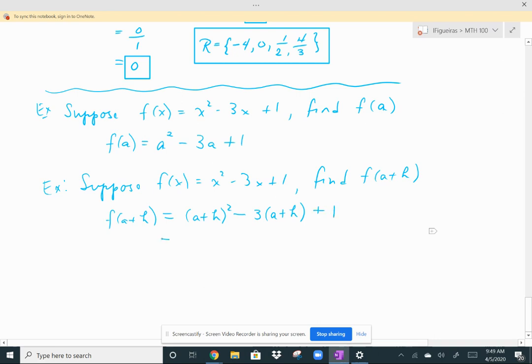Now, in this case, there is work to do because you can FOIL the a plus h squared and you can distribute the negative 3. So when I FOIL a plus h times itself, I get a squared plus 2ah plus h squared minus 3a minus 3h plus 1. Then you look for like terms. There aren't any, so you're done.